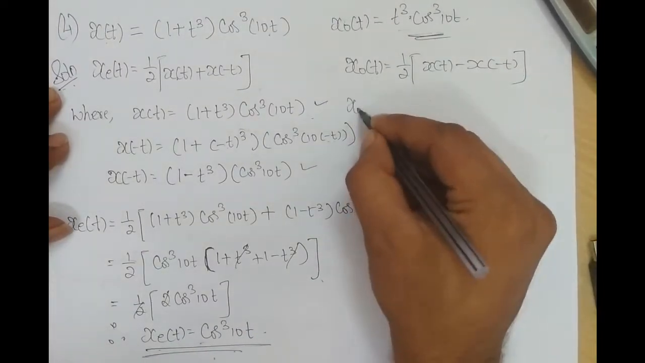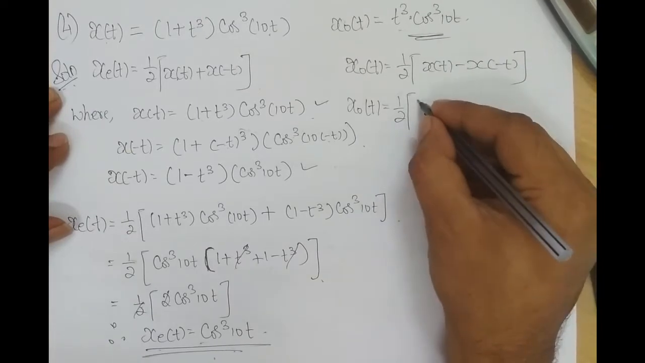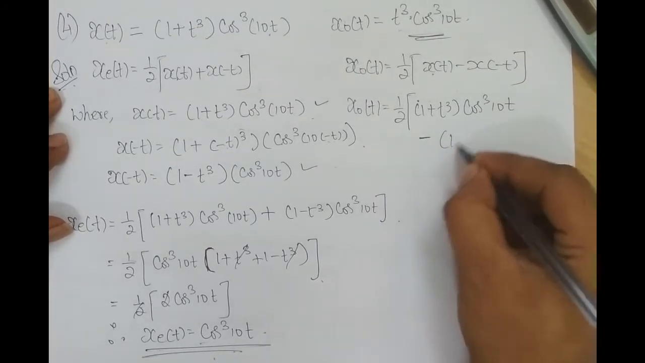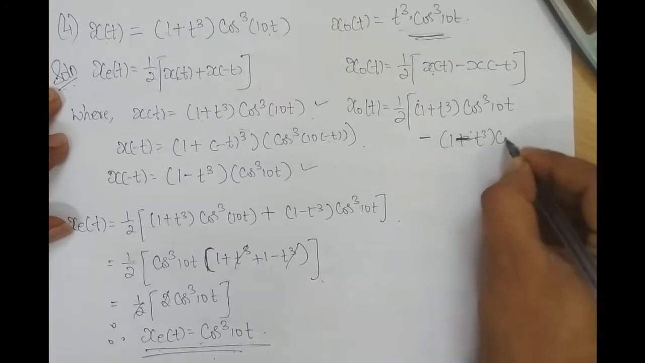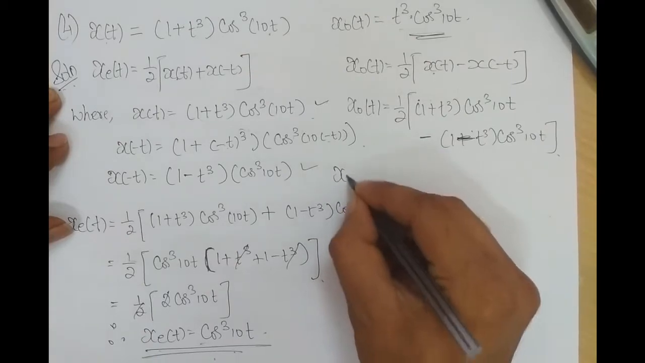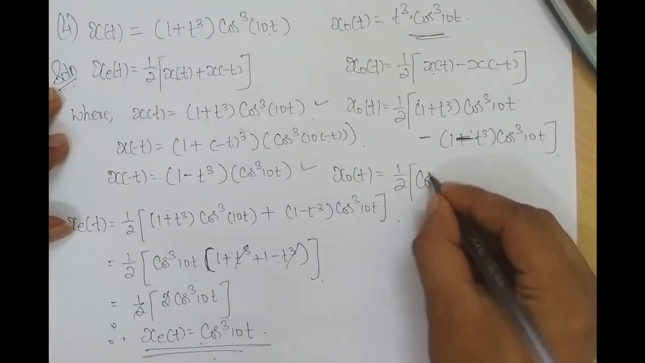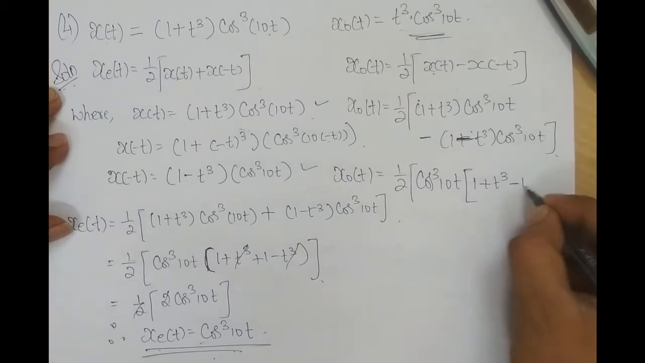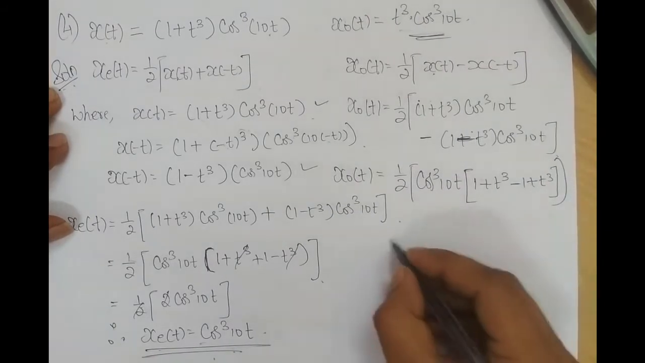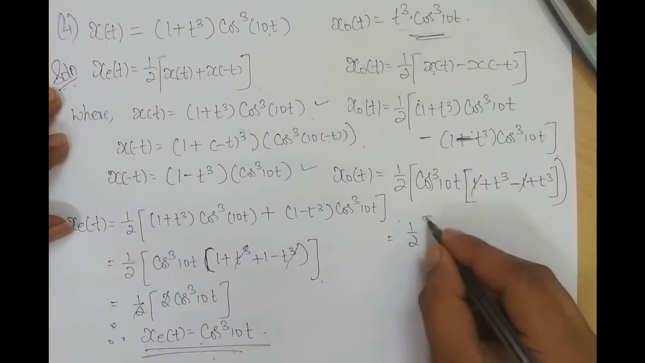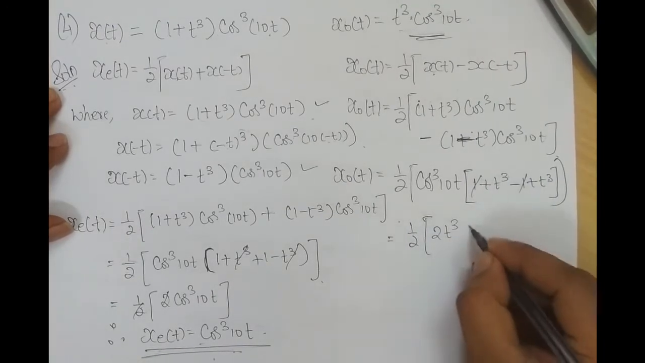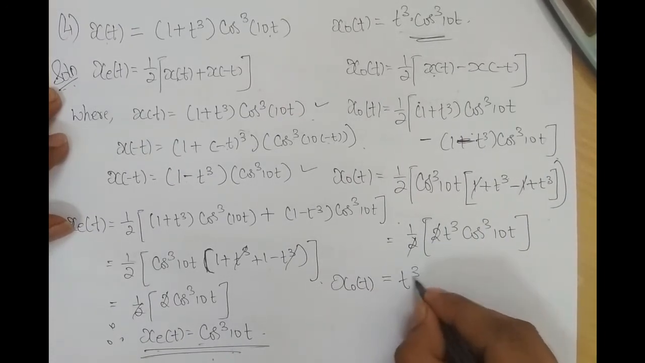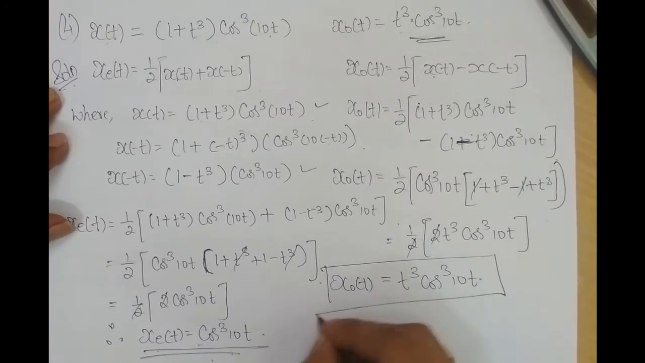Anyhow, we'll solve it. x_o(t) is equal to 1/2 times x(t), which is (1 + t^3) cos^3(10t), minus x(-t), which is (1 - t^3) cos^3(10t). Again, I can take cos^3(10t) common. So x_o(t) is 1/2 times cos^3(10t) times [(1 + t^3) - (1 - t^3)]. The 1 minus 1 cancels out, and t^3 plus t^3 is 2t^3. So the 2 cancels out, and I end up with x_o(t) equal to t^3 cos^3(10t). This is the odd component.